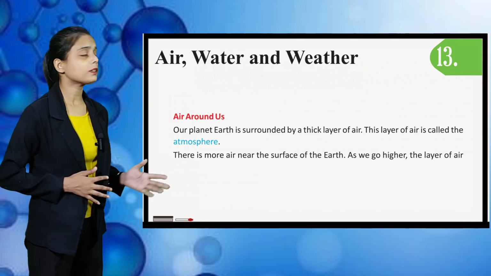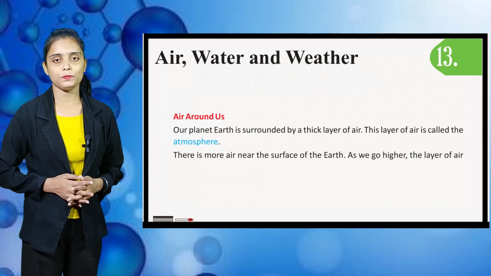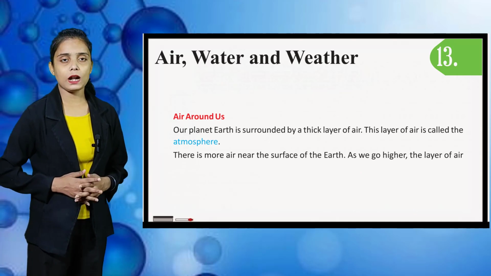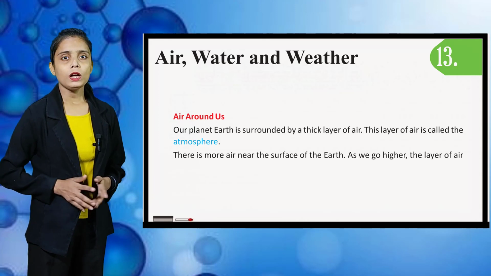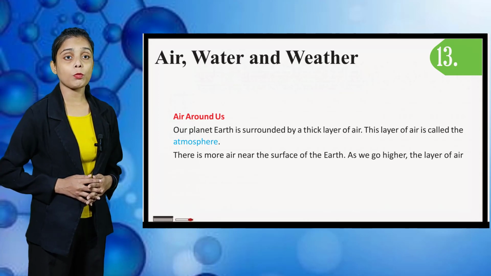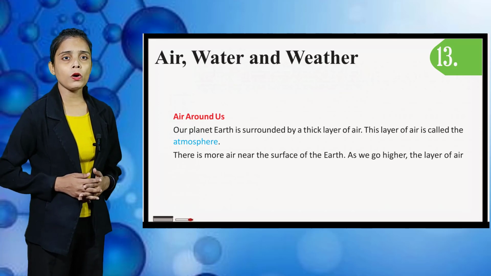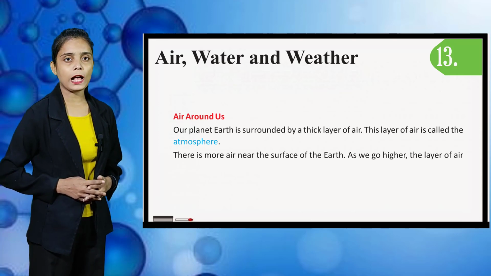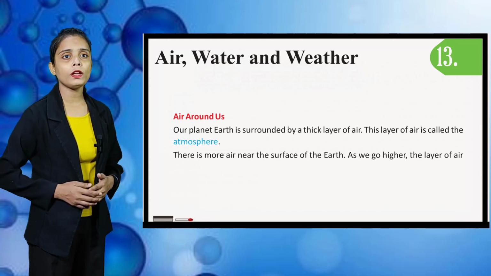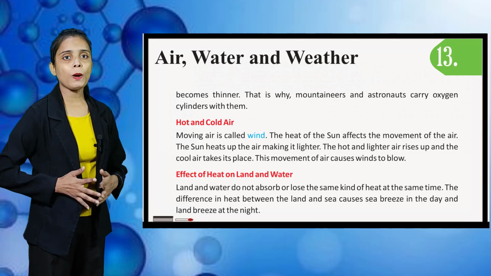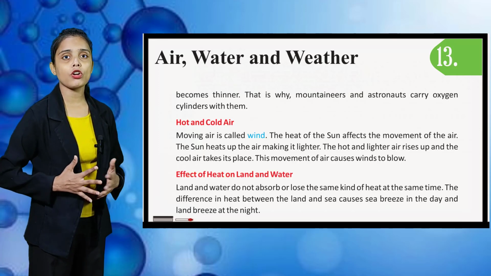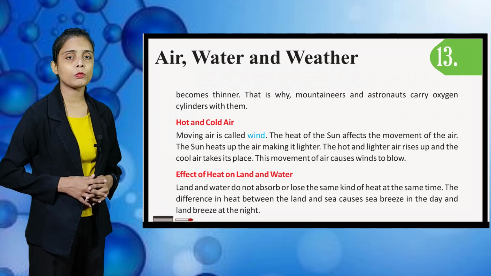Now let's see the topic, that is air around us. Our planet Earth is surrounded by a thick layer of air. This layer of air is called atmosphere. There is more air near the surface of the earth. As we go higher, the layer of air becomes thinner. That is why mountaineers and astronauts carry oxygen cylinders with them.